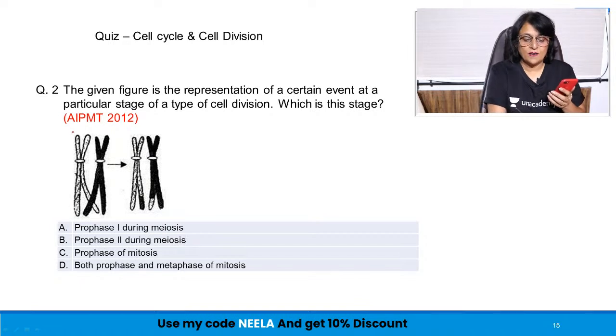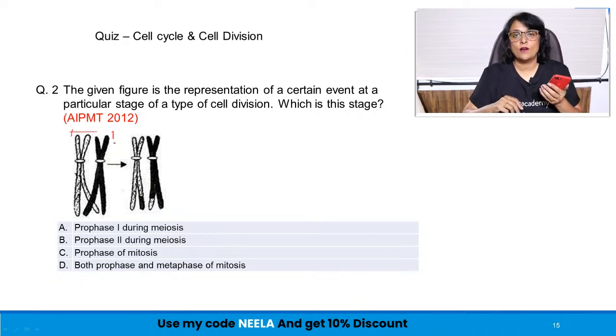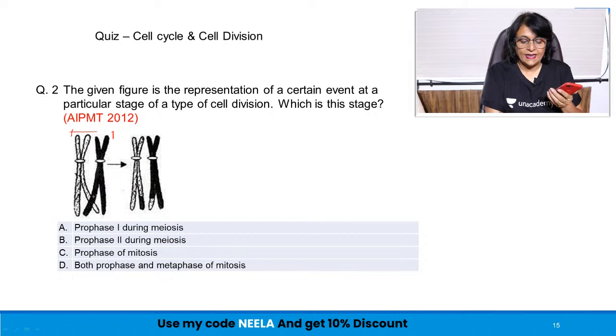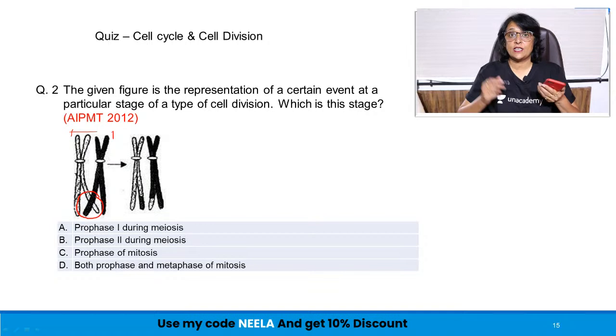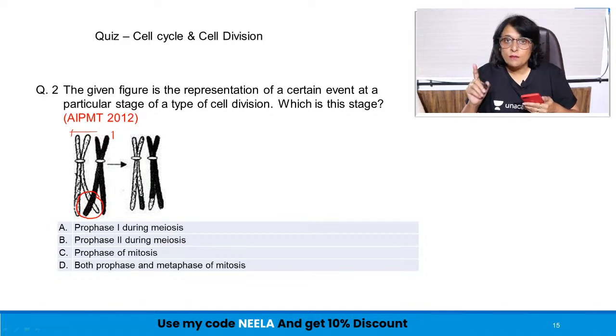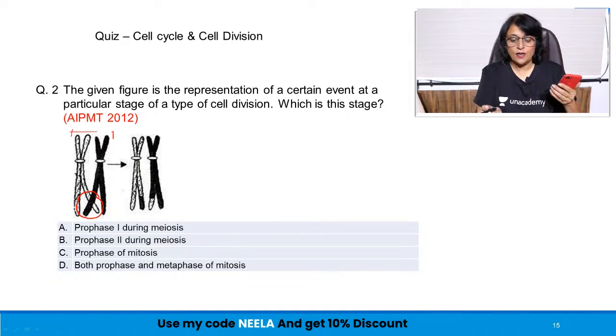Homologous chromosomes are visible. This is a homologous pair, and we are seeing a cross. That means here there is exchange of genetic material. And we know exchange of genetic material takes place in meiosis, and in meiosis it is in meiosis 1, not in meiosis 2. So here, the answer is obvious. It is prophase 1 during meiosis.